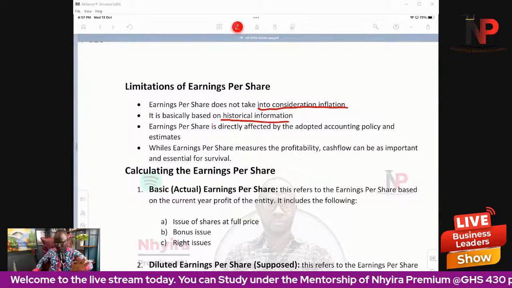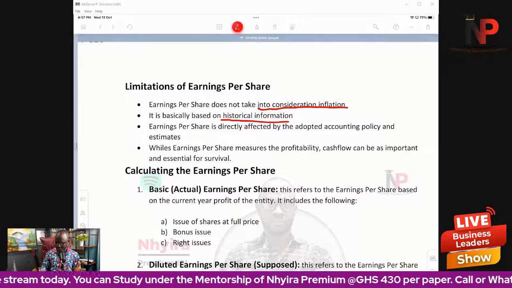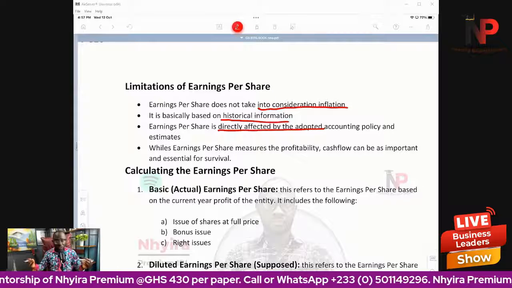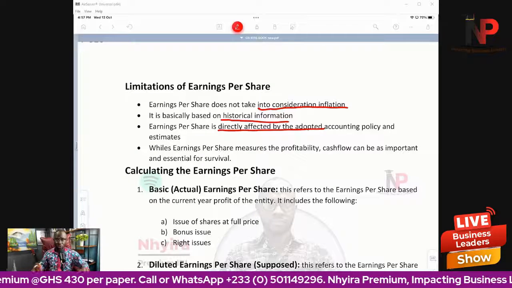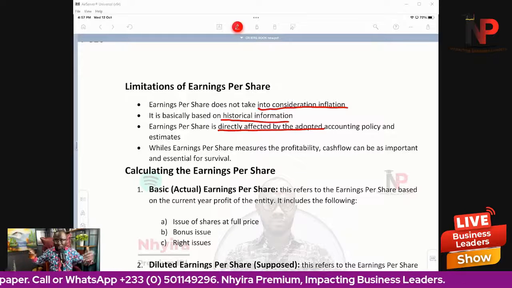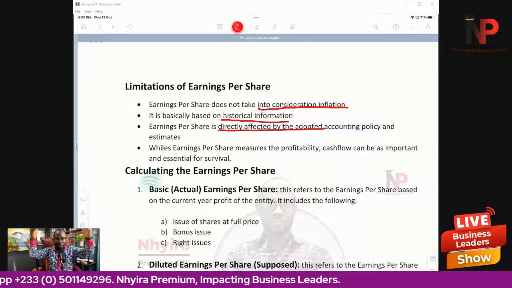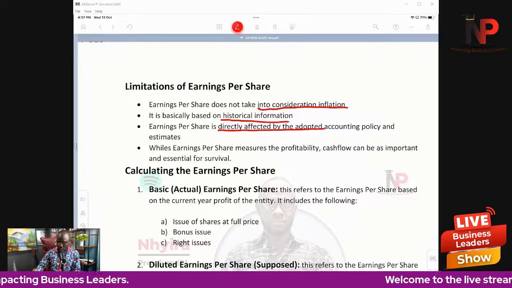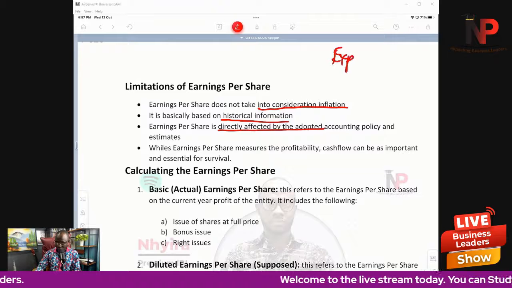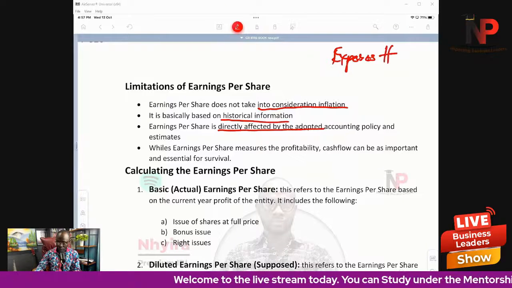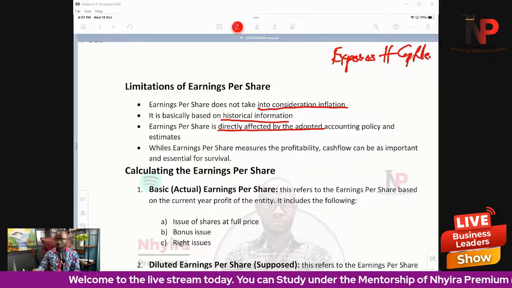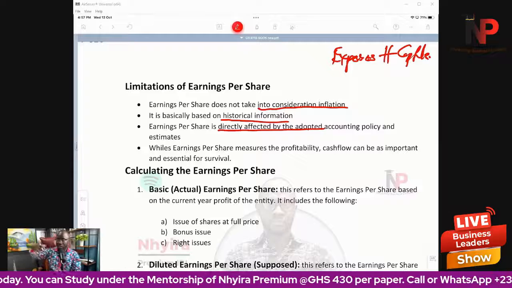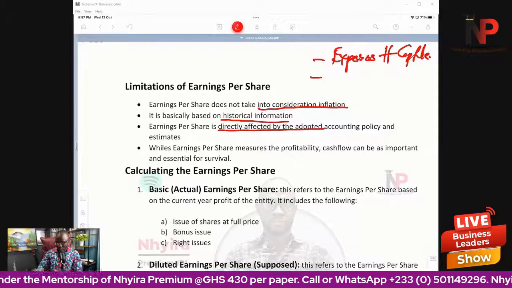Number three, earnings per share is directly affected by the adopted accounting policy and estimates of the entity. That is very true, because if management wants to have a certain amount of earnings per share, they can change their accounting policies. Instead of treating something as an expense, do you know what they're going to do? They're going to capitalize it, meaning profit will go up because expenses will be understated and the earnings per share will go up.